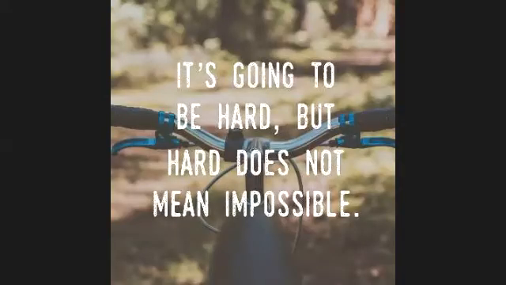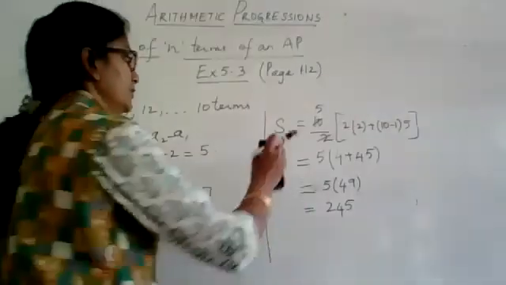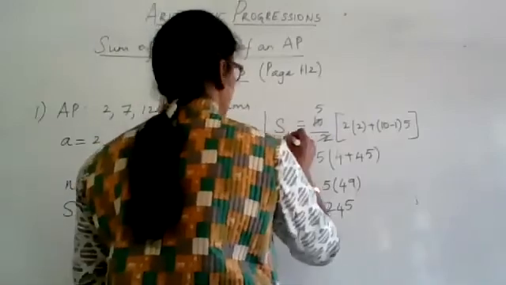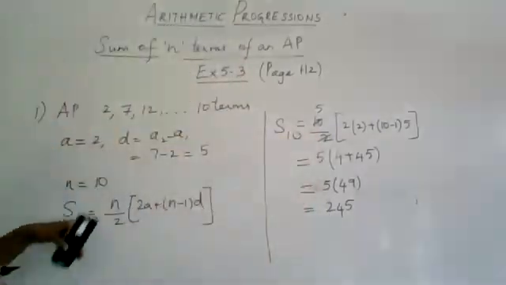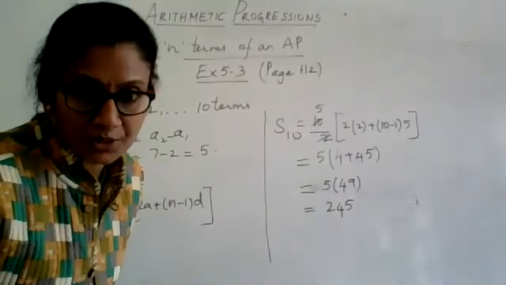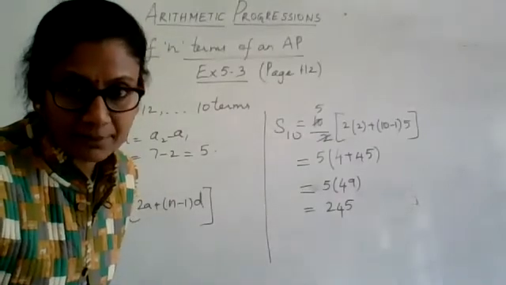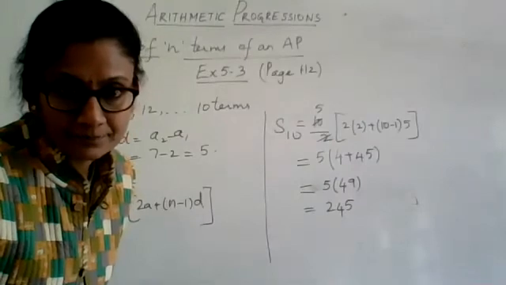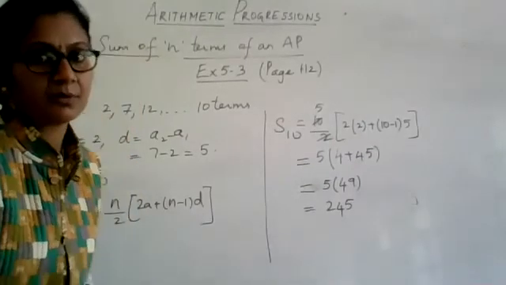Here, instead of writing Sn, you can write it as S10. Write the formula once, then write it according to the variables that you are substituting. It is very simple.